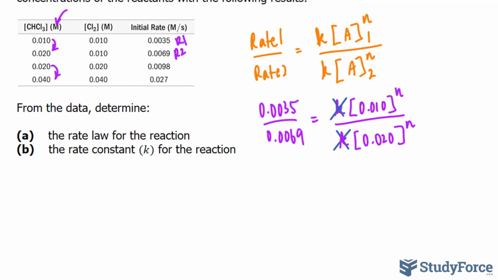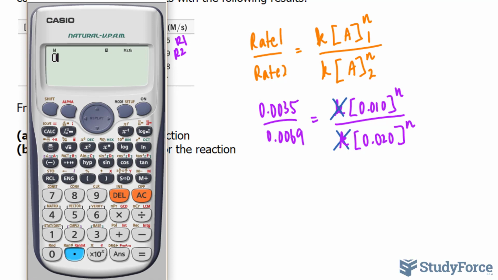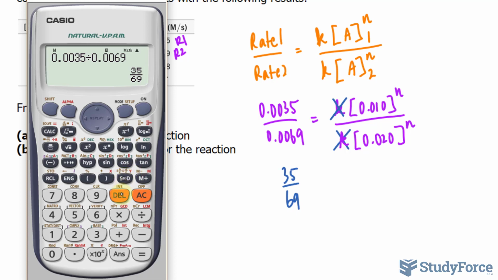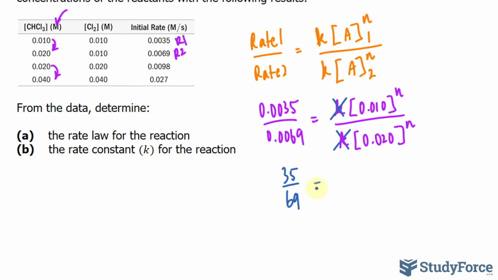So I'll find the answer to this, known as the quotient. Anytime you have a fraction and you reduce it down to a number, it's referred to as a quotient. So that divided by 0.0069, and we get 35 over 69. Of course, some calculators don't give out the fractions. You might see instead 0.507. It's okay. Whatever you find, you can place it in there. And that's equal to these two, 0.010 over 0.020 raised to the power of n. This expression and this expression mean the same thing.